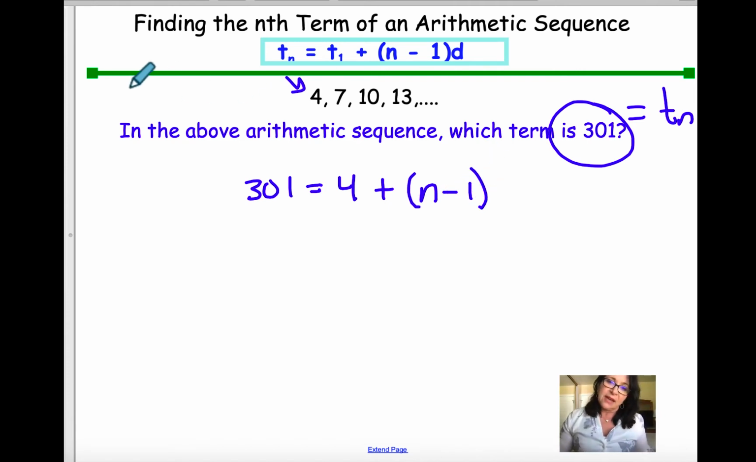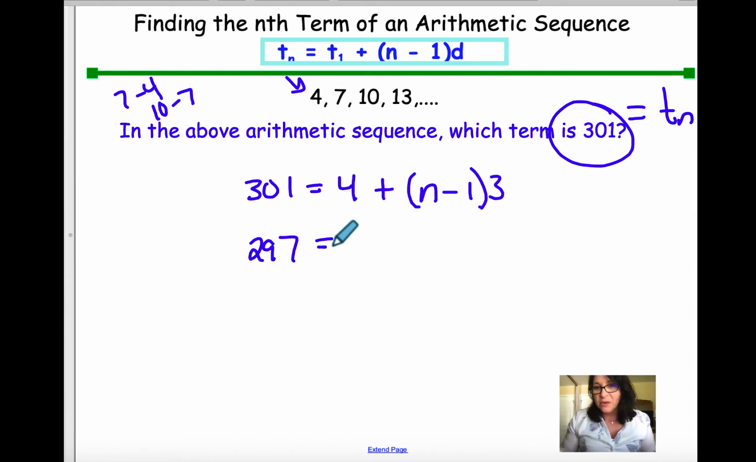Again, 7 minus 4 is 3, and 10 minus 7 is 3. My common difference is 3. The first thing I'm going to do is subtract 4. So I'm going to go 301 minus 4, and I get 297. And that is equal to n minus 1 times 3.